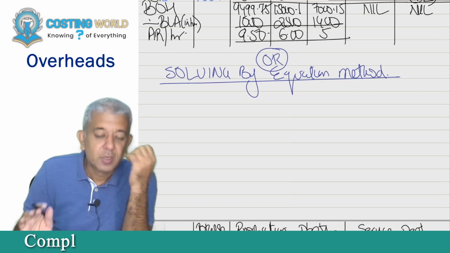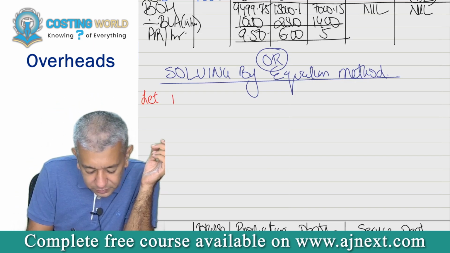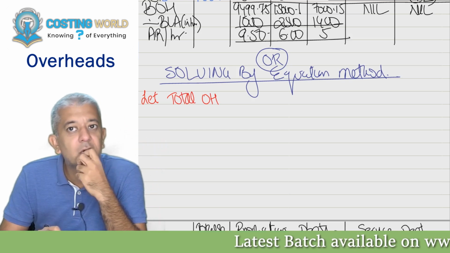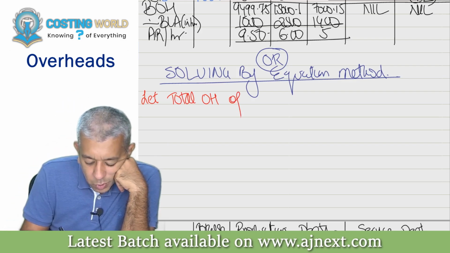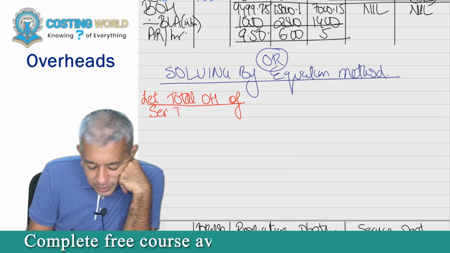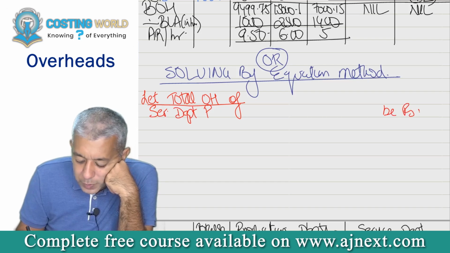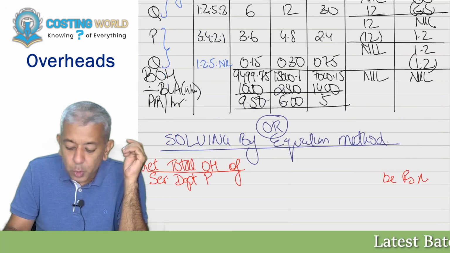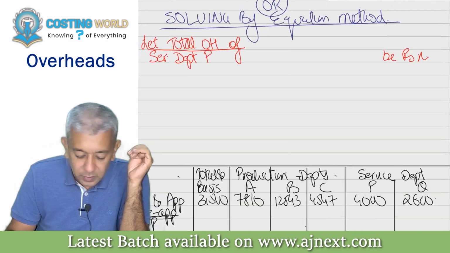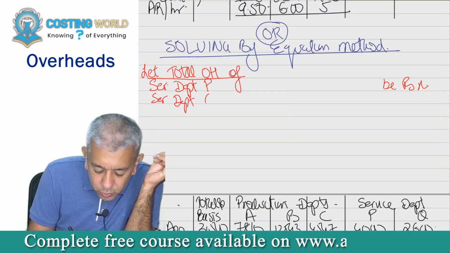See, in this equation method, what do we say? Let the total overheads of service department P be rupees X. And let the total overheads of service department Q be Y.